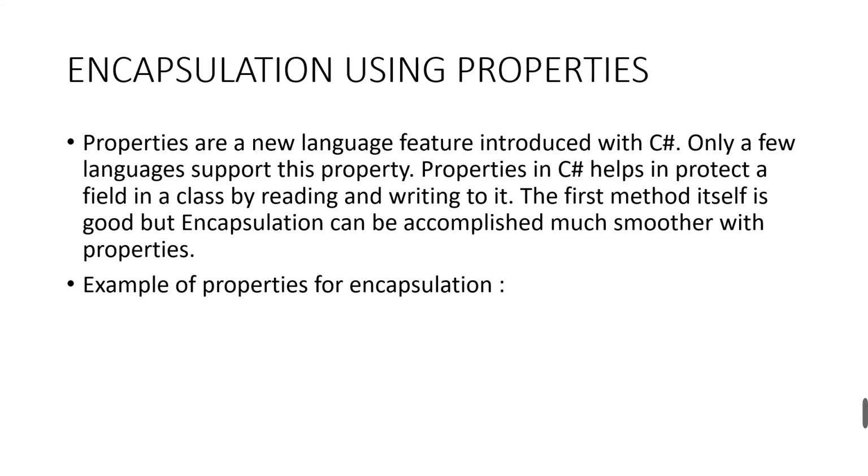Encapsulation using properties. Properties are a language feature introduced in C Sharp. Only a few languages support properties. Properties in C Sharp help protect a field in a class by controlling reading and writing to it. The first method itself is good, but encapsulation can be accomplished much more smoothly with properties. Properties are just like variables, but we can provide security to the code by using properties. Like we can have read only properties and write only properties, and with variables we don't have any such features. So we will go through encapsulation.